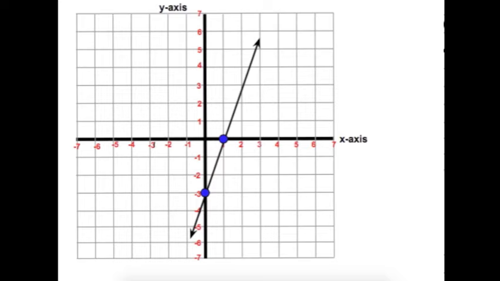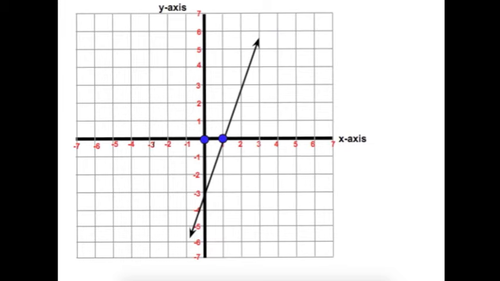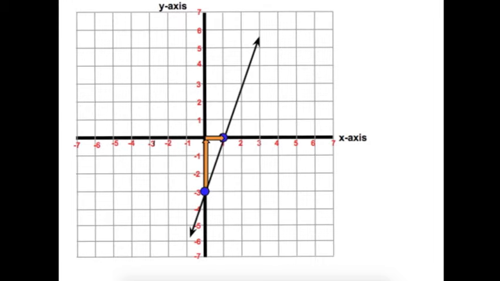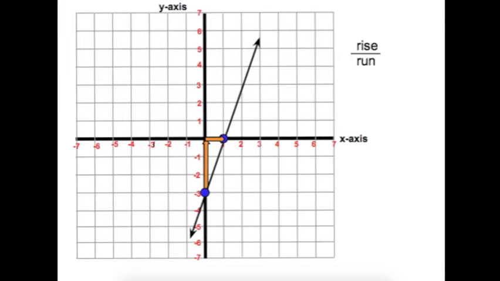We are going to determine how much we have to rise or go up, and then how much we have to run or go over to get from one point to the next. We go up 1, up 2, and up 3, and then over 1 to get from one point to the next point. So we went up 3 and over 1. Oftentimes when dealing with slope, we hear about rise over run. How much do we rise or go up or down, and how much do we run? How much do we go over?